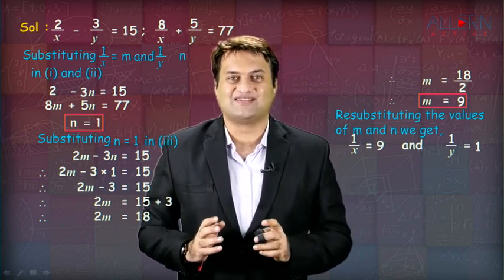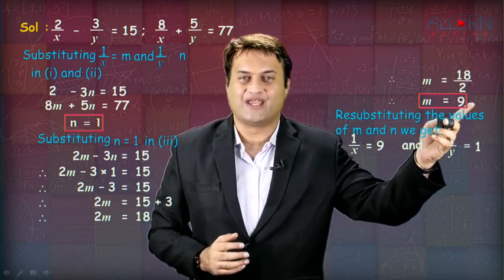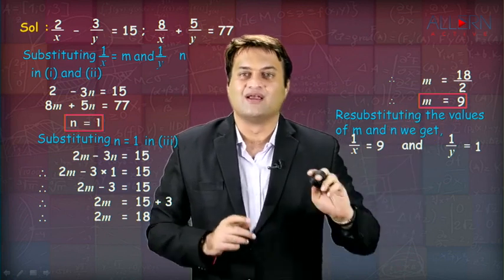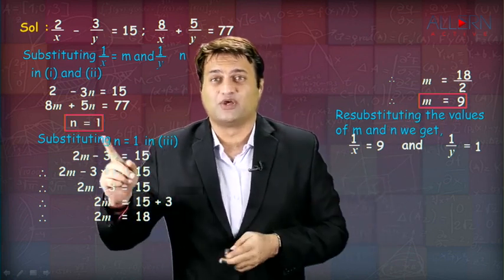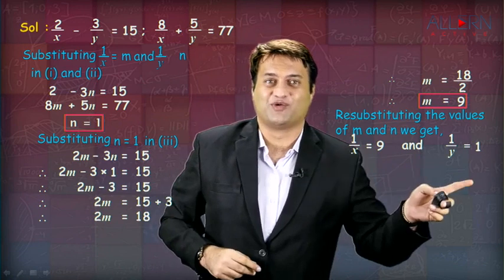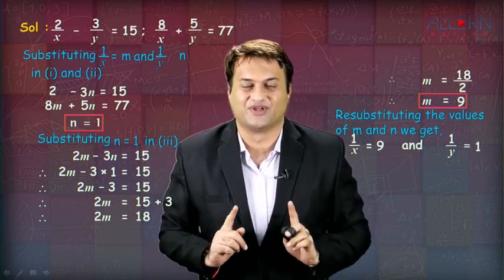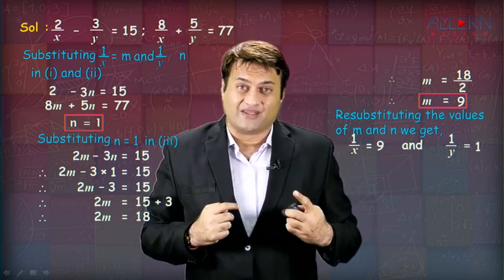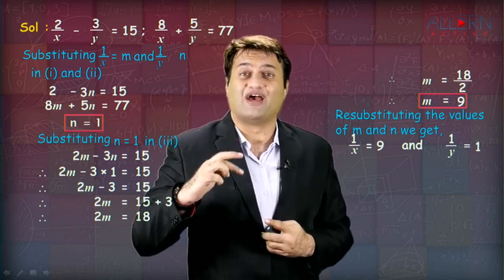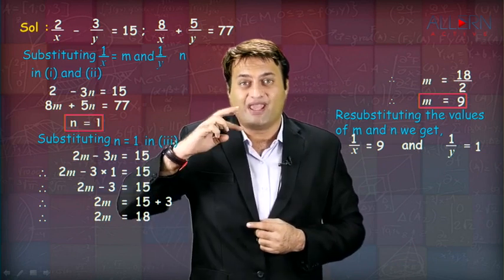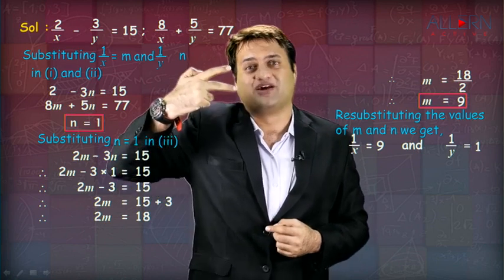So 1 upon x is 9 because m is 9. And 1 upon y is 1 because n is 1. Resubstituting. 1 upon x is 9. But what we want is we want the value of x. So to get x from 1 upon x, we just need to take the reciprocal.